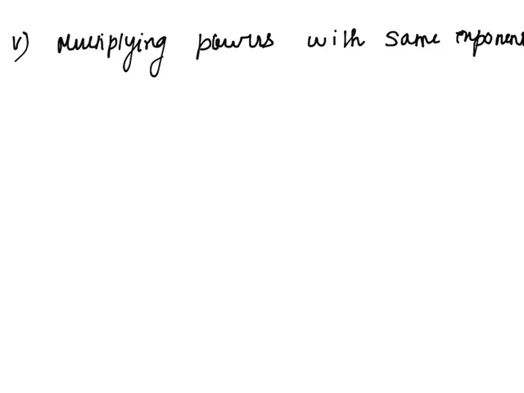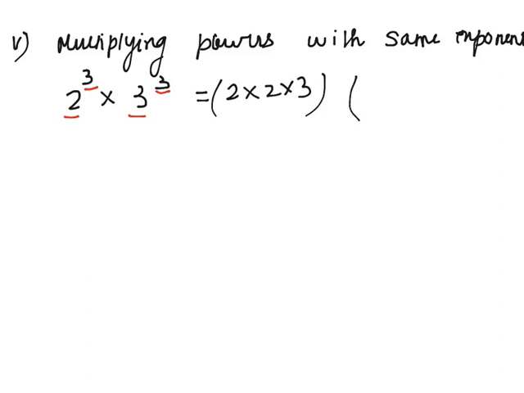Next law is if we have multiplying powers with same exponent. So we have the same exponent in that case. Suppose we have 2 raised to the power 3 times 3 raised to the power 3. So here we have the same exponent and the bases are different. So how can we write 2 raised to the power 3? We can write it as 2 three times, and when we expand 3 cubed we will get 3 three times.